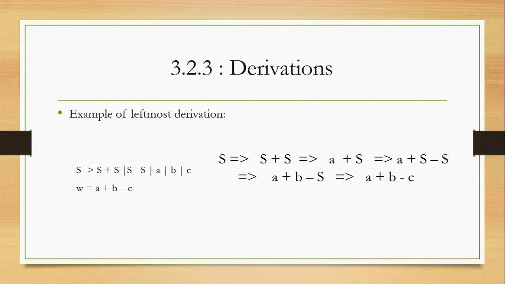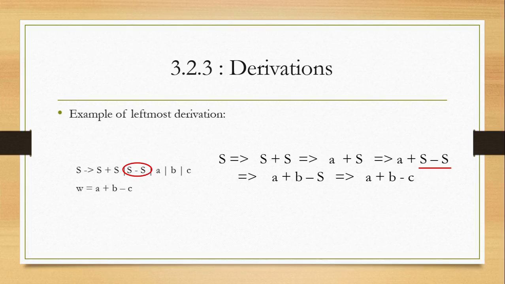Leftmost derivation. We will use the same production rules and the same string we want to attain. First, we will use the first production rule, which is S derives S plus S. Then replacing the leftmost non-terminal symbol with A by applying the third production rule, which is S derives A. After that, we will replace the remaining non-terminal S with S minus S by applying the second rule, which is S derives S minus S.